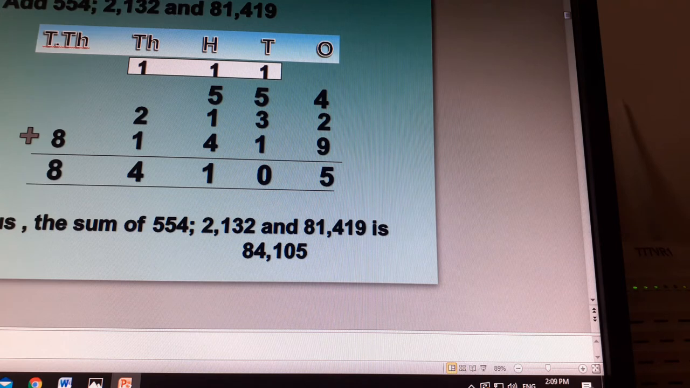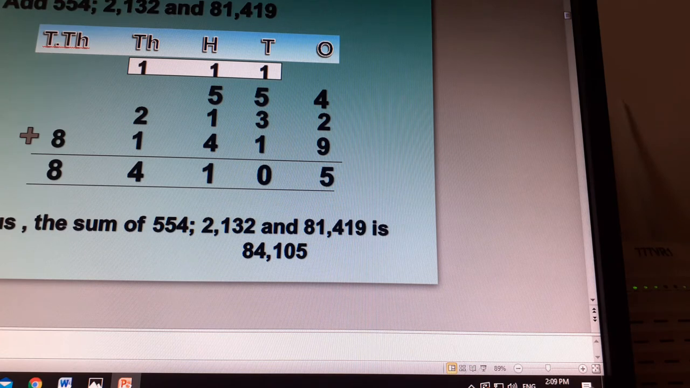Now, again add it. 5 plus 1, 6. 6 plus 4, 10. And what will be the next step? Add the carry number. 10 plus 1, 11. 11 means 1. Again, 1 goes to the 1000 column. 2 plus 1, 3. And 3 plus 1 carry number becomes 4.